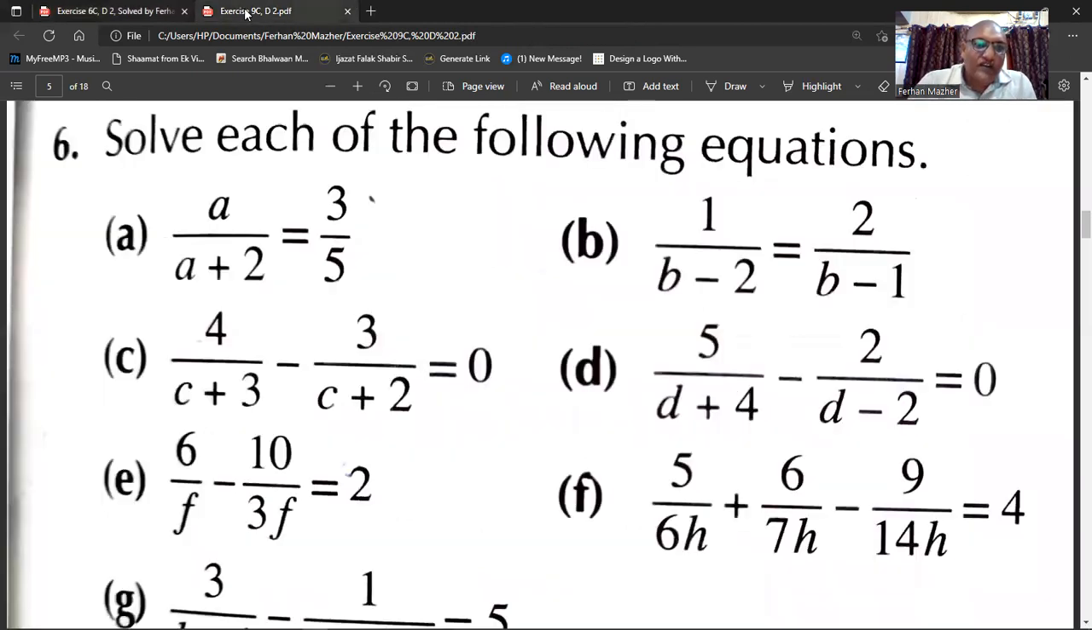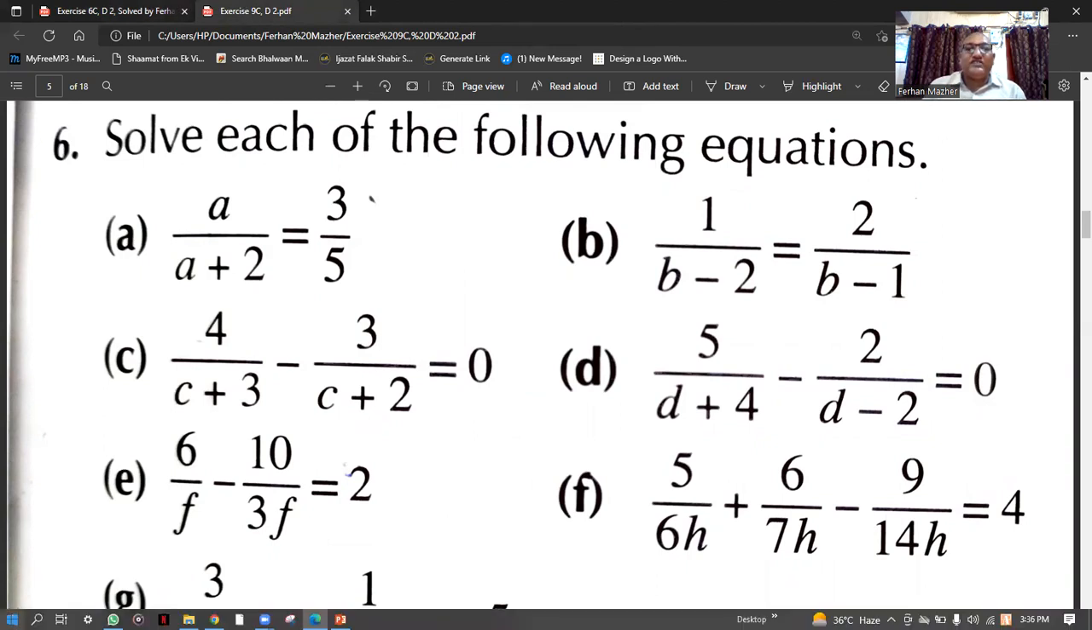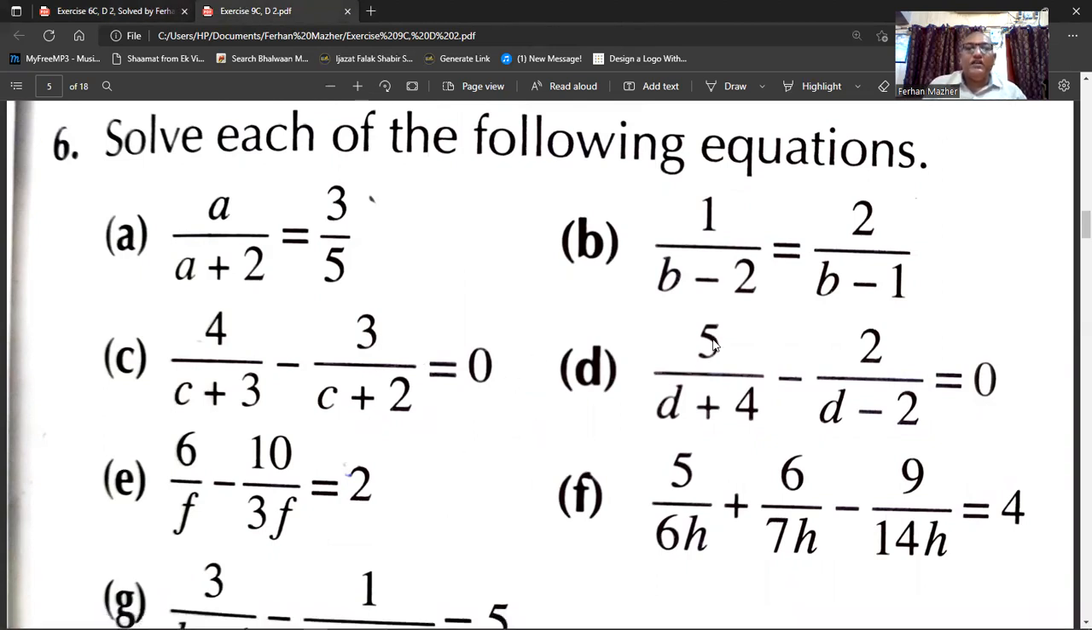Okay, so we are going to the next question. The next question is question number 6, D part. It says 5 divided by d plus 4 minus 2 divided by d minus 2 equals 0.